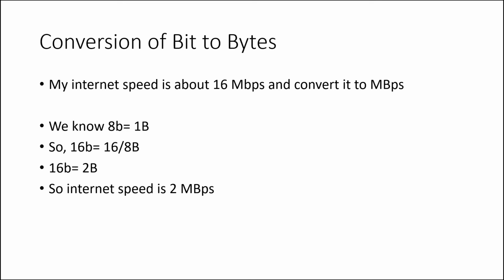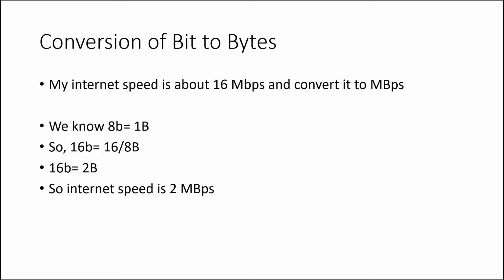Okay, guys, let's convert 16 megabits per second to megabytes per second. We know 8 bits are equal to 1 byte. So 16 bits equal 2 bytes. You can see the mathematical calculation on my screen. So 16 bits equal 2 bytes. So my internet speed is 2 megabytes per second. Oh, this is the real speed.